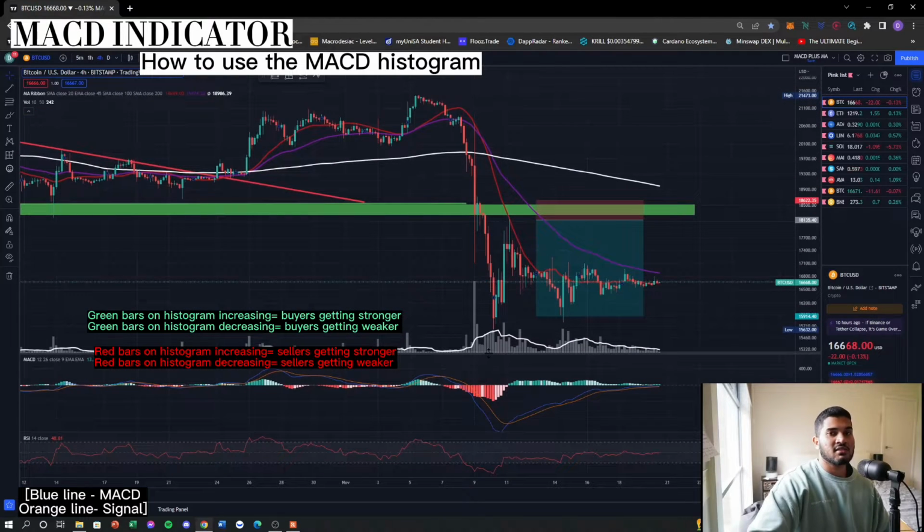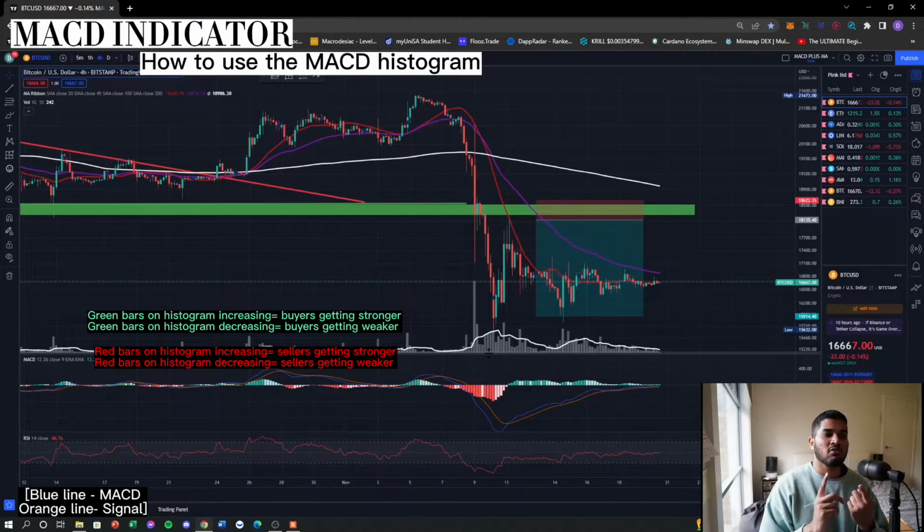One of the main things, like I've said multiple times in this video, do not use it solely, because just because the signal line and the MACD line cross each other doesn't mean you should get in and get out. Use it with other things, like areas of support, areas of resistance, and also use it with the RSI.